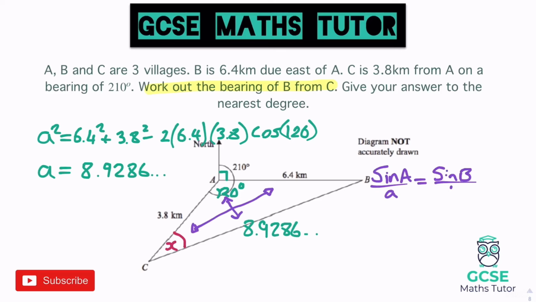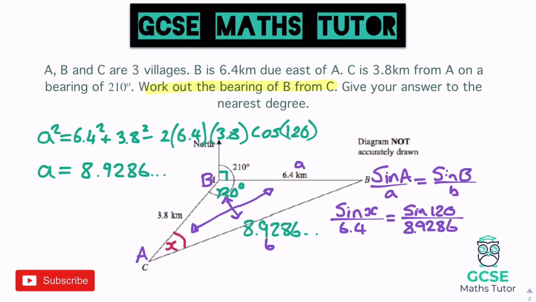So let's apply all these. Let's say this is A, and this is my little a, and this is B, and this is my little b. Obviously you can swap them if you want. So we've got sine x over 6.4, what's opposite that, and that is equal to sine 120 over, what's opposite the 120, the new 8.9286 that we've just worked out.